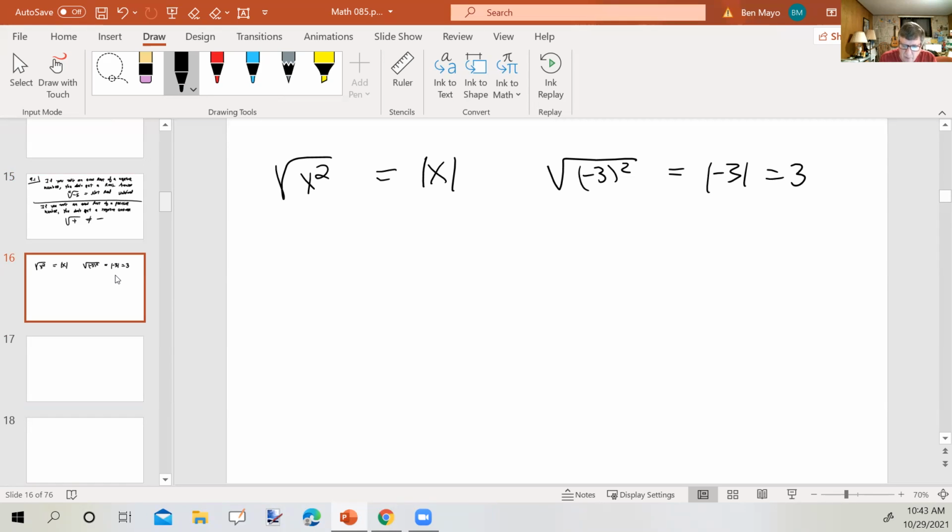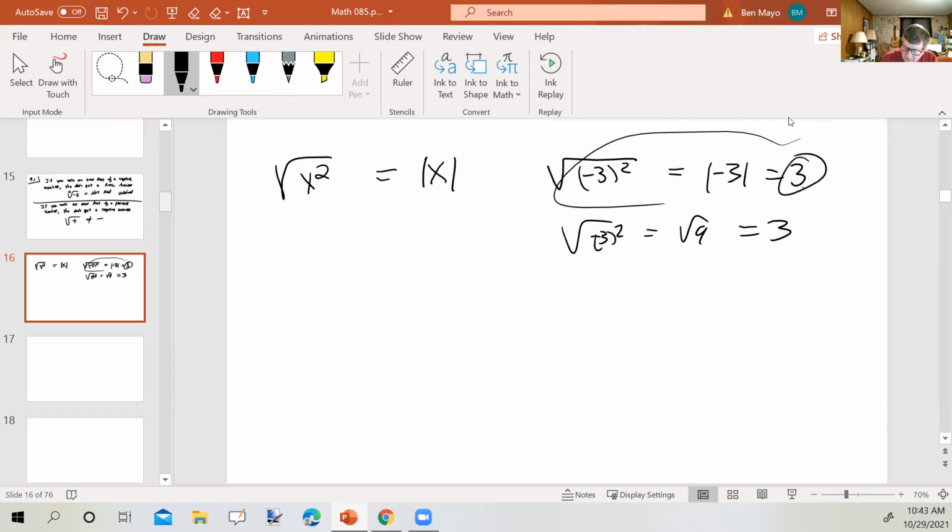Okay, so the square root of the quantity -3 squared is 3. Another way of looking at this is that this is that, which is that. Okay, now in this case, I would just write the final answer as a 3 because I know the absolute value of -3 is 3. Here, since I don't know what x is, I have to just leave it as the absolute value of x.